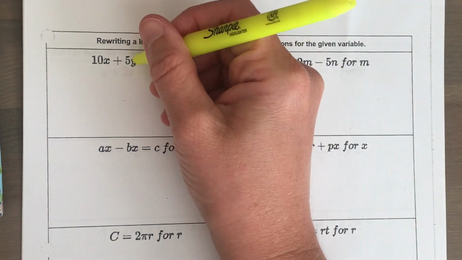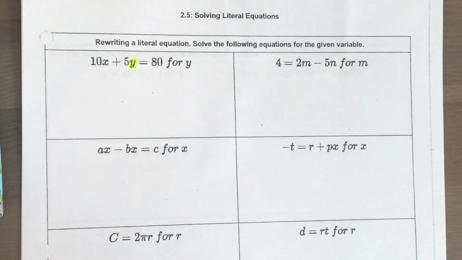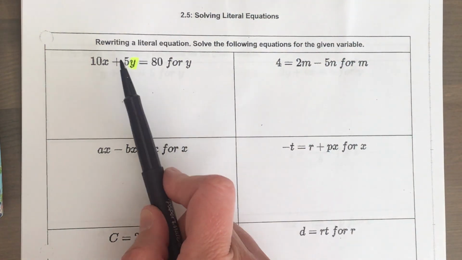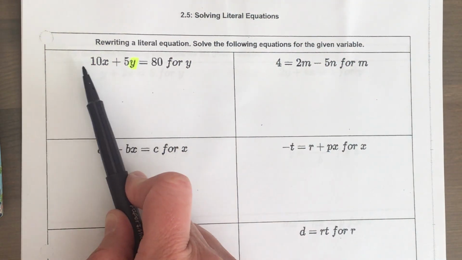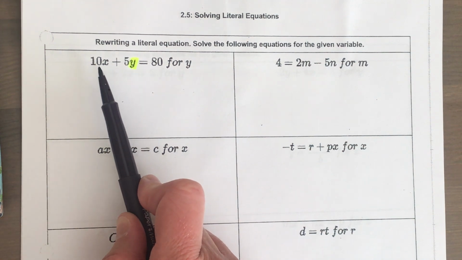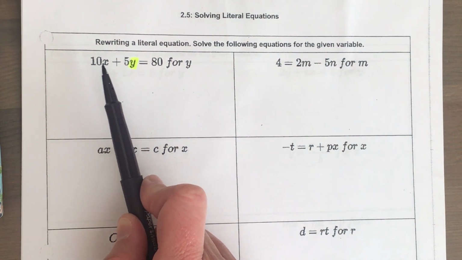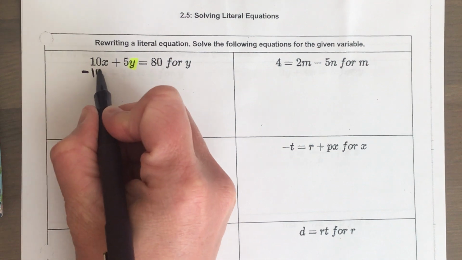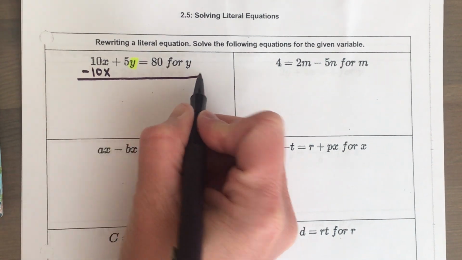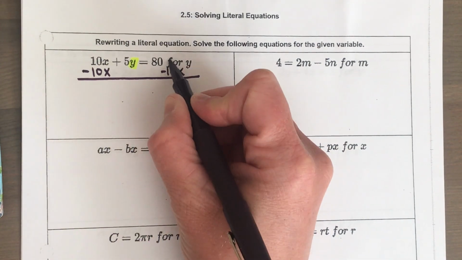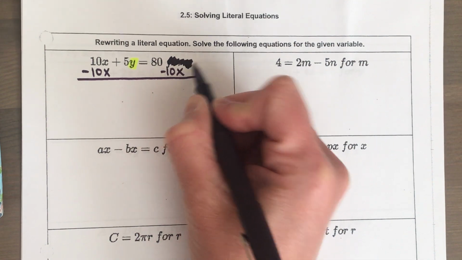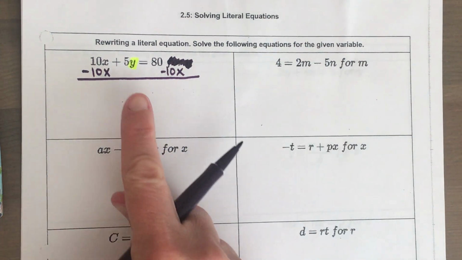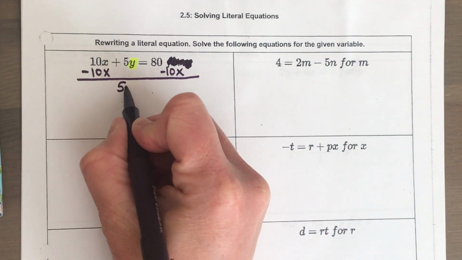So I'm just going to highlight that to kind of make it more visible. Now what I want to do is isolate the 5y term. So what I need to do is move any other terms to the other side of the equal sign. So what I'm going to start with is subtracting 10x on both sides of the equation. Now this isn't really part of the equation, it's just telling my directions. So now on the left side I will have 5y.